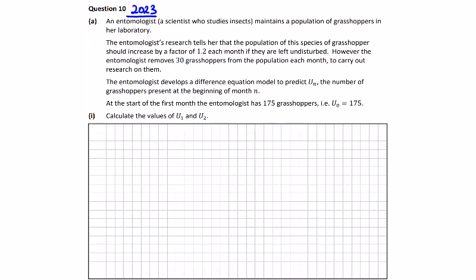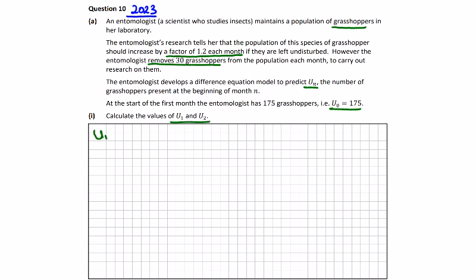In question 10, we have an entomologist maintaining a population of grasshoppers. They grow by a factor of 1.2 each month, and 30 are removed. So this is a different equation question. Un, we have U0, we want U1 and U2, and we're going to solve this.